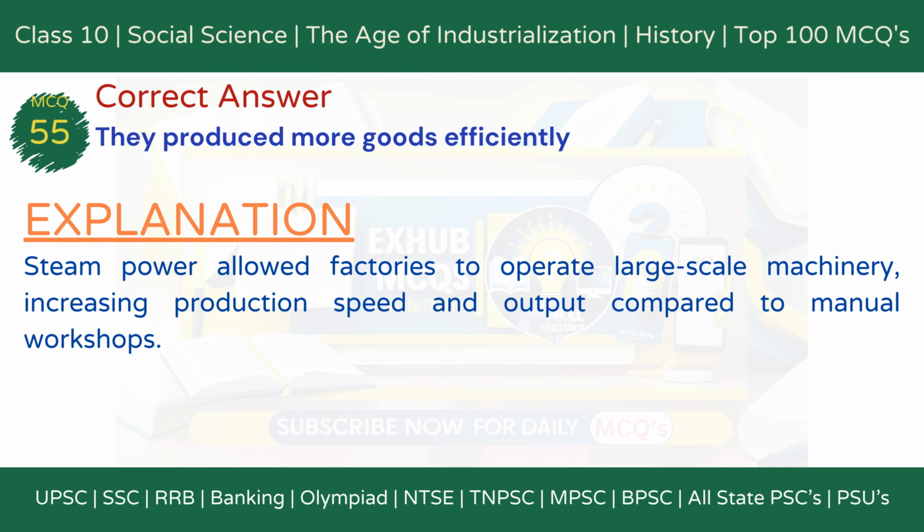The correct answer is option A. They produced more goods efficiently. Explanation. Steam power allowed factories to operate large-scale machinery, increasing production speed and output compared to manual workshops.